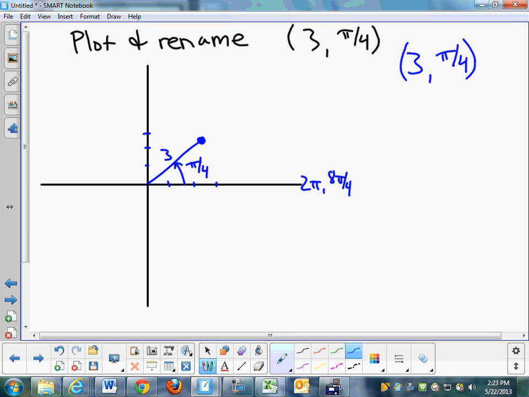So if I go around to pi over 4 and I go around once more, I'll do that in green. That'll be pi over 4 plus 8 pi over 4, which is what? Right. So 9 pi over 4 is the same as 17 pi over 4. So on and so forth. Everybody understand that those coordinates are the same? Are there any questions about that?